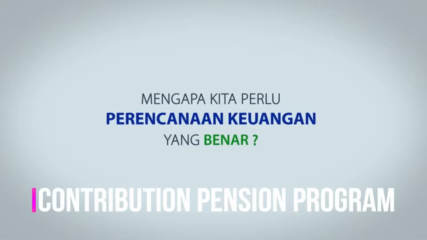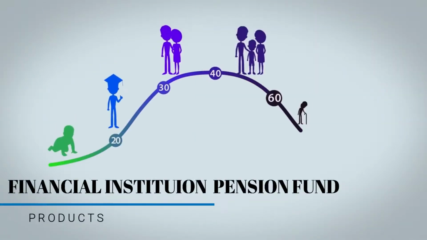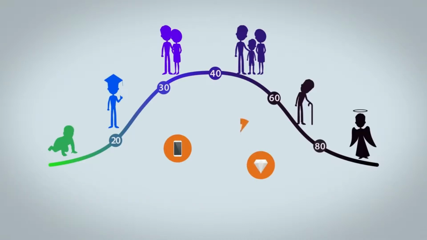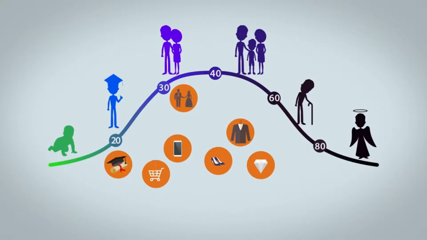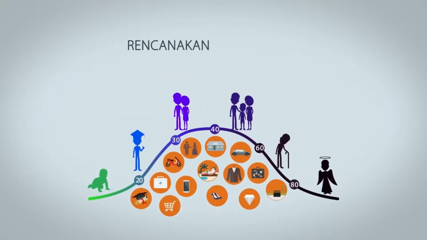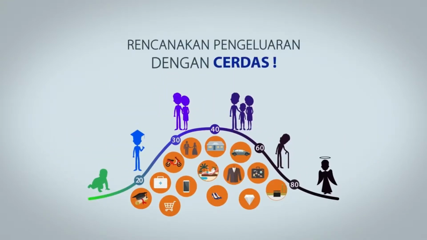The second, financial institution pension fund. This product is organized by a bank or insurance company. That was the function and pension fund products that you can enjoy after entering retirement age. And start now, you have to be smart in managing finances.